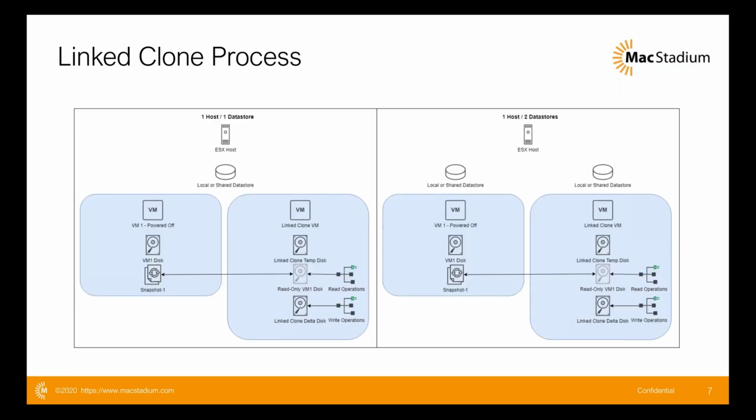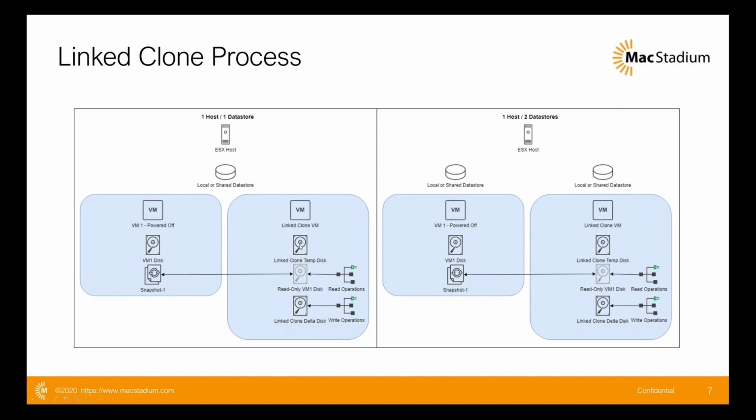And so we're going to look at the process here, kind of visualize what's happening. We can see on one host, one data store, we can have a local or shared data store in this environment. And here we have our template VM. The VM itself is powered off and would actually be a template in this case. The VM has a disk on there, and then we have our snapshot from the VM in that powered off state. And so when we clone out that VM, we're going to see that we have our linked clone VM.